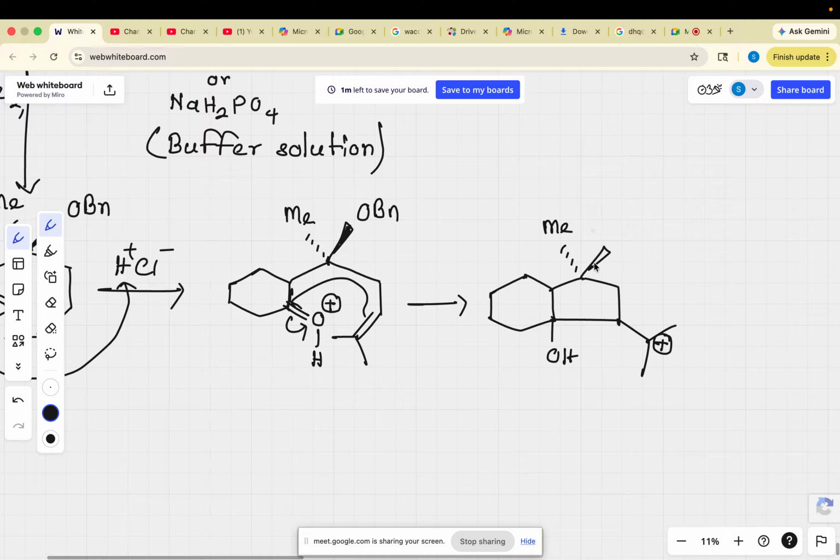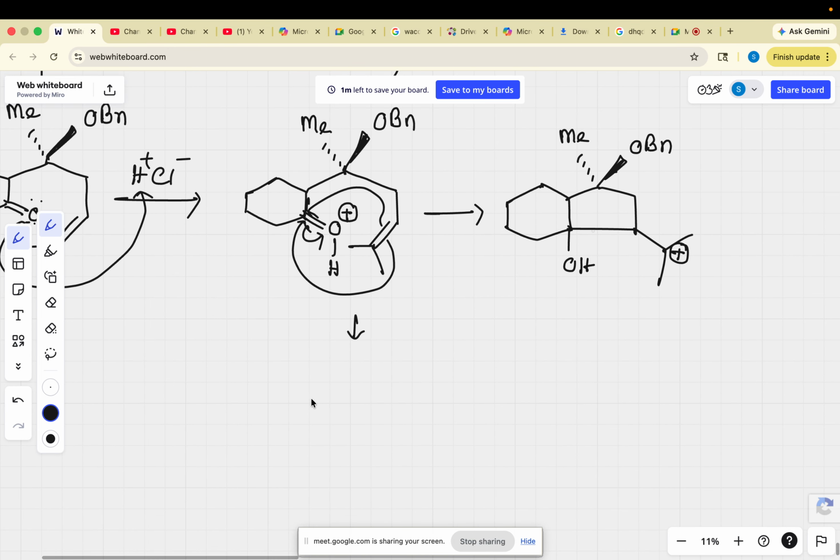Now you can ask me, sir, why is a 6-membered ring not forming? Because 6-membered ring formation is also possible. If I break the double bond in this direction and it attacks this carbon atom, there is a possibility of 6-membered ring formation, right? So why are we not doing that? If you do this 6-membered ring formation, you will have your OH, and you will get a structure like this.